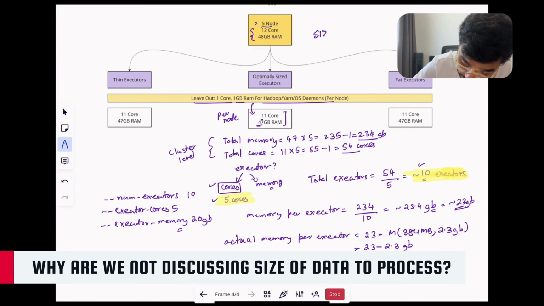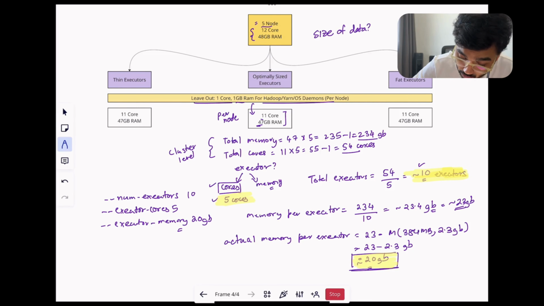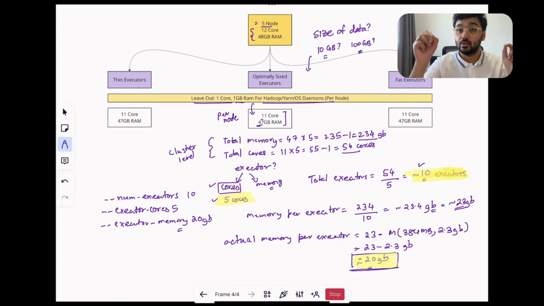Now a possible question that you may have is, why are we not talking about the size of data? Let's say we are processing 10 gigabytes of data over here or 100 gigabytes of data. Wouldn't the size of data affect all of these calculations that we are doing over here?